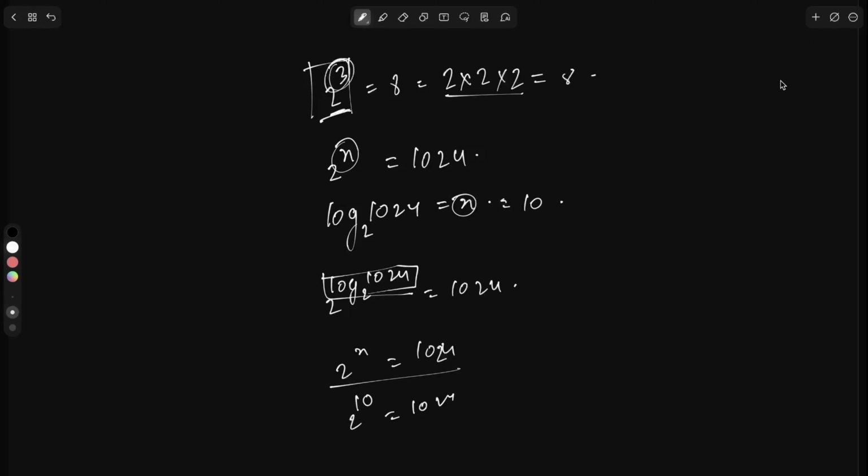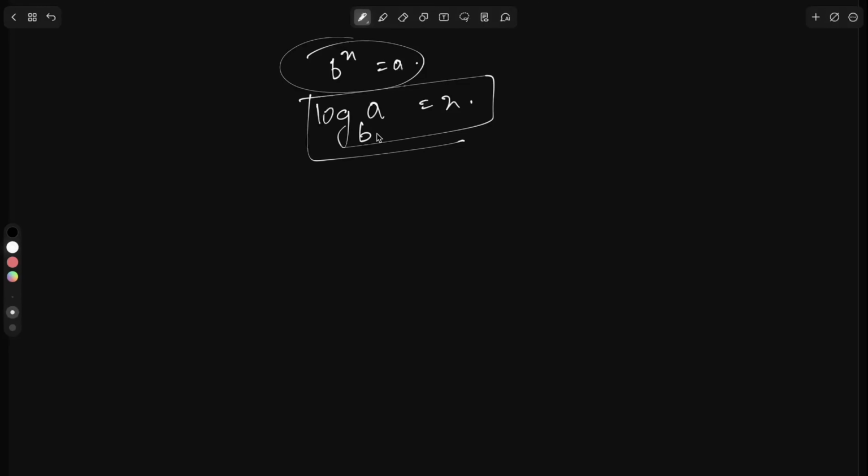So now let's do some examples of logarithms. Let's say we have a base b raised to the power x equals a. How will you write this in the form of logarithms? We can just write down log base b of a equals x. This equation has all the same variables as this expression has. There is a, there is x, and there is a b, right?